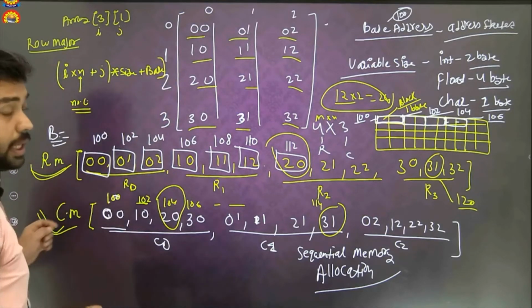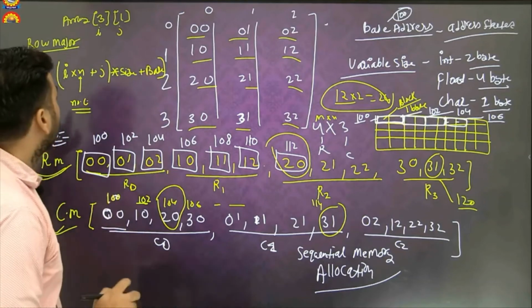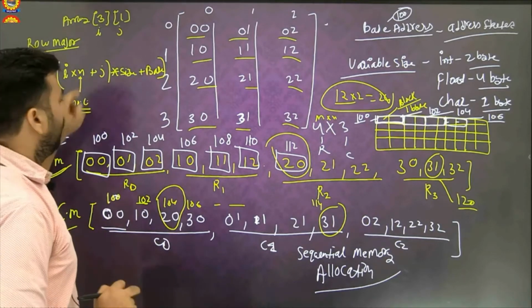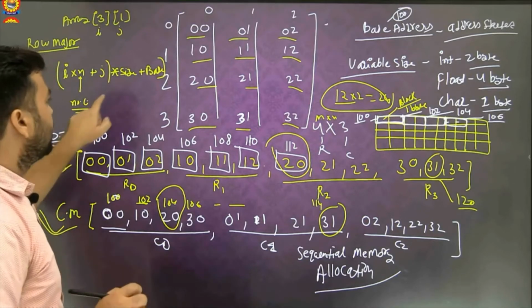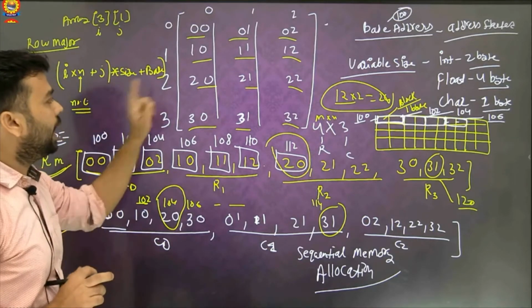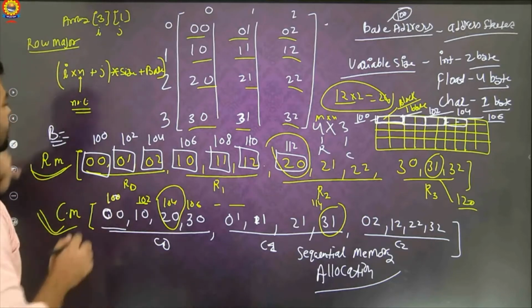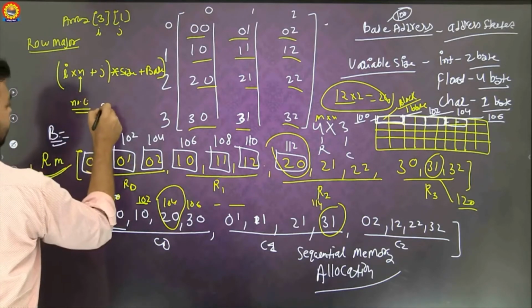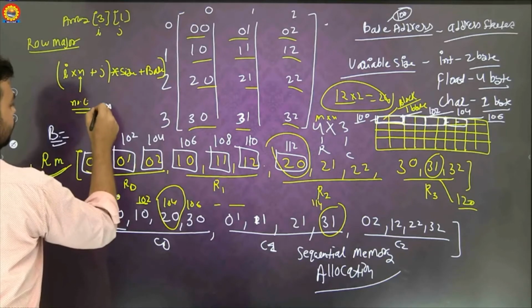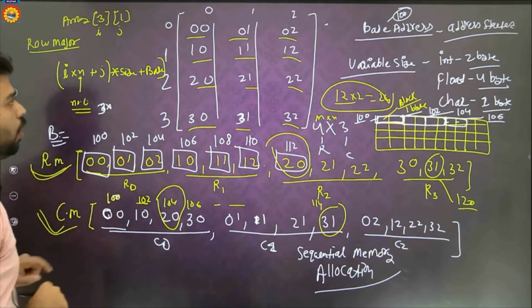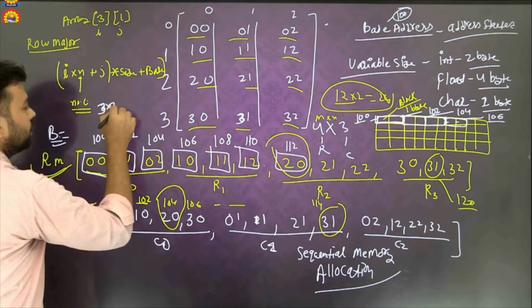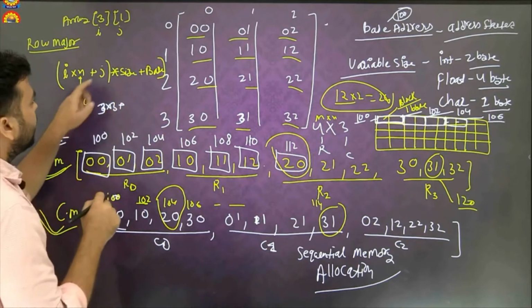Let's look at how it is computed. See, what is i? i is a row. What is j? j is a column. What is n? Number of columns. Size is the size of the array element, and base. So here what is i? i is 3. So i is 3 into the number of columns. How many columns do we have? 3 columns. Into 3 plus j. What is the value of j? 1.